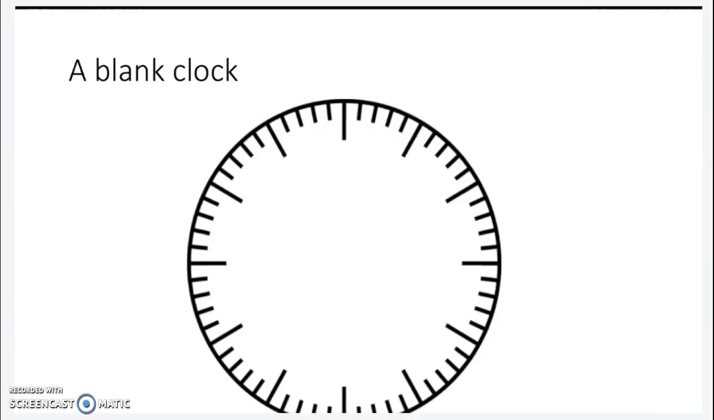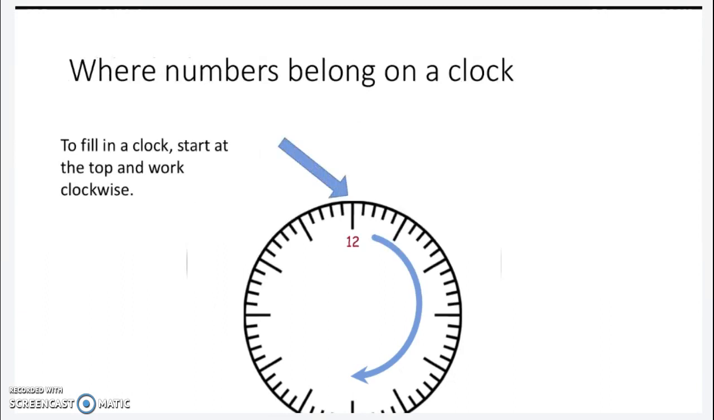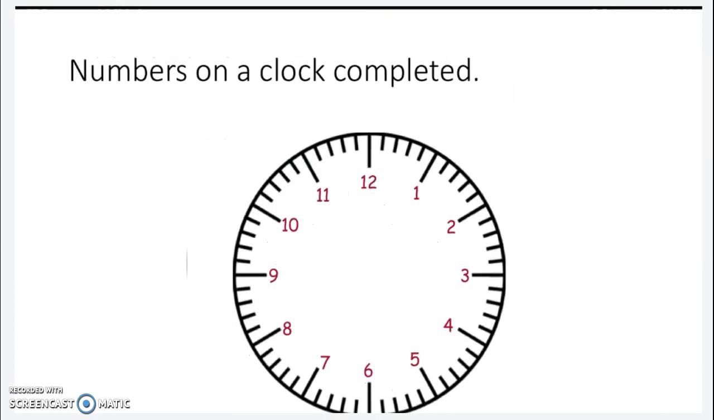This is a blank clock. Throughout this lesson, we will work together to complete it. First, let's start by adding the numbers on the clock. We will start at the top and work forward, following the arrow. This is called clockwise. Once this is complete, this is what your clock should look like.